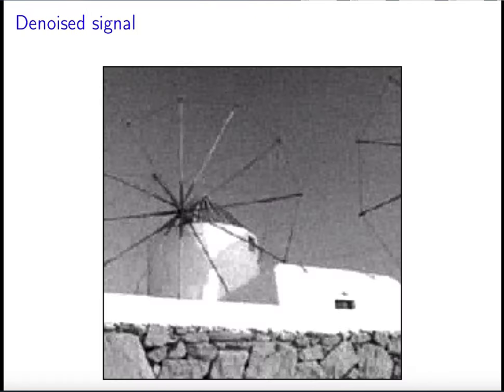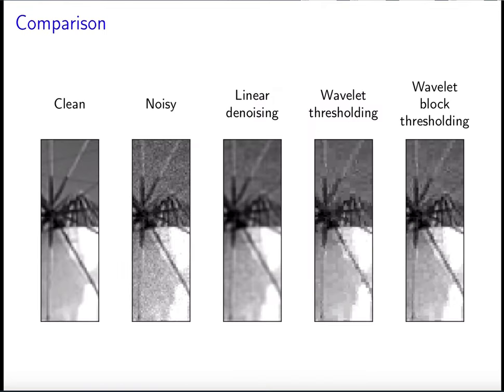This is the noisy signal denoised using block thresholding. So now when we compare it, we see that certain features are much better preserved when we do block thresholding, because we're exploiting the actual structure underlying the signal.